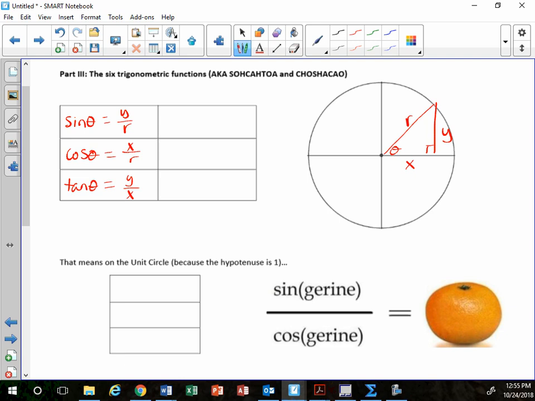So cosecant is related to sine. Cosecant is going to be r over y. You flip your sine. Secant goes with cosine, so that's going to be r over x. Cotangent goes with tangent, so that's x over y. It's just the reciprocal. You just have to remember which one goes with which one.